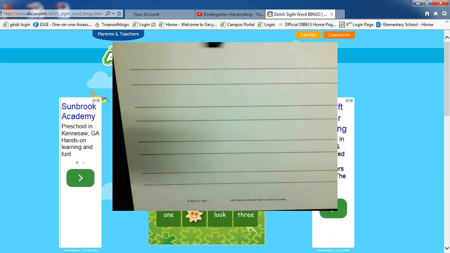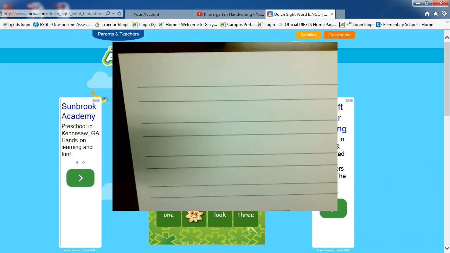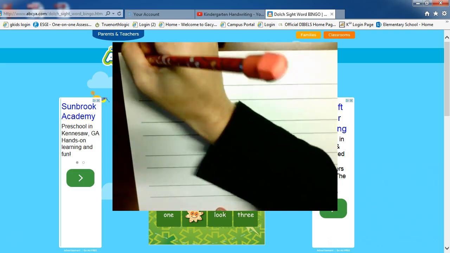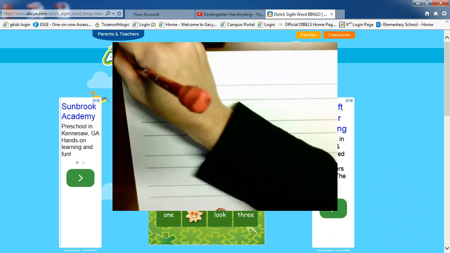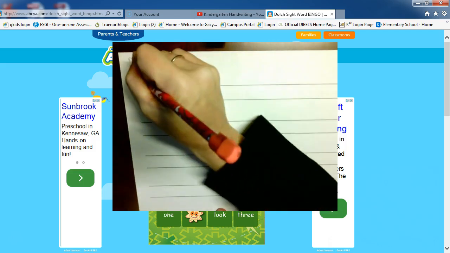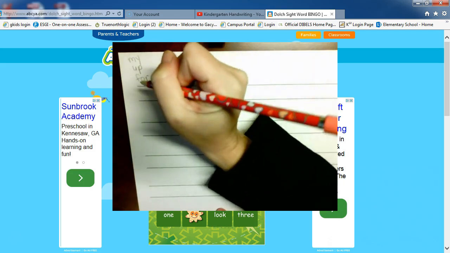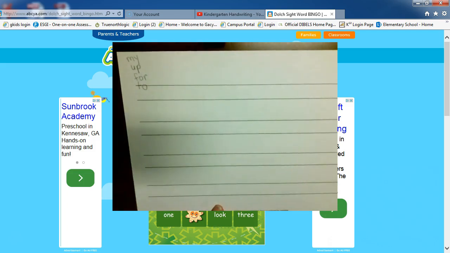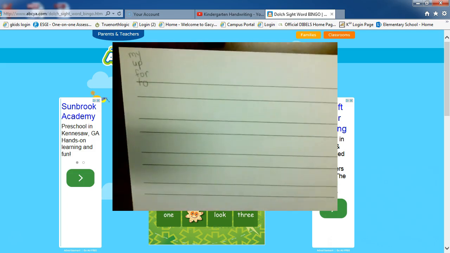All right, so let's write 4 more sight words to complete Unit 23. And the sight words we're writing today, I'll go ahead and put them up on top, are my, up, for, and to. All right, so the same like we've been doing for all of our lessons in Unit 23.